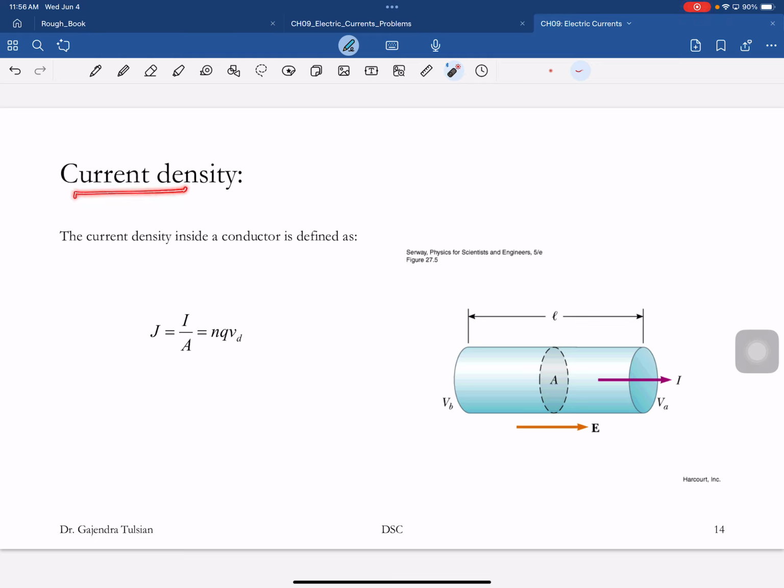All right, we'll talk about current density. So this is the current through this wire. Current density is just the current per unit area. You divide the current by the area of cross-section, and we define the current density. The reason we define the current density is because the current density is what is proportional to the electric field. Remember, you established an electric field inside the conductor, and the current density is what's proportional.